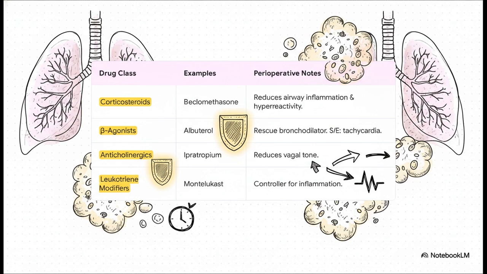Here's a crucial clinical tip. If a patient tells you they're using their blue salbutamol inhaler more than twice a week, that, by definition, means their asthma is not well controlled. It's a sign that their inflammation is winning, and they are at a much higher risk of an intraoperative event.